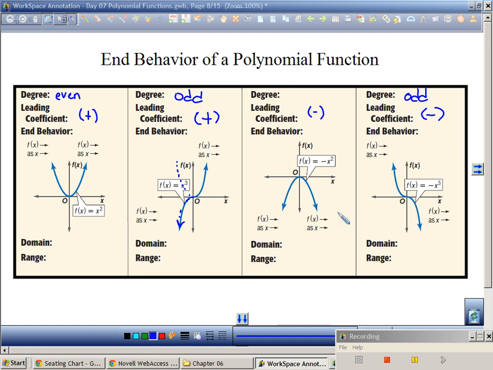Now let's talk about the end behavior. All right, so this is where it gets most complicated. I need everybody to shuffle into stop. Just pay attention.